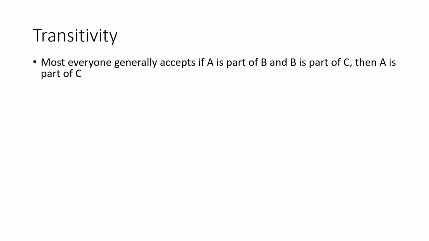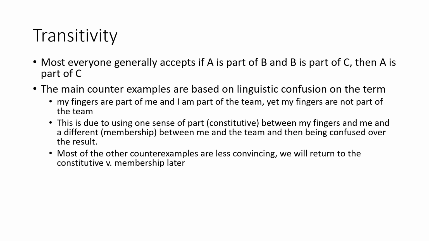Transitivity is, I think, something everybody goes along with. If A is part of B and B is part of C, then A is part of C. Although in this book, and on the internet, there were all kinds of counter examples. The most obvious one here: my fingers are part of me, and I am part of a team. Yet my fingers are not part of the team.